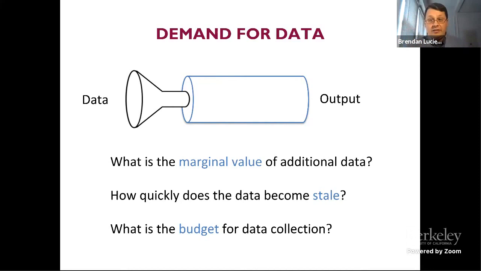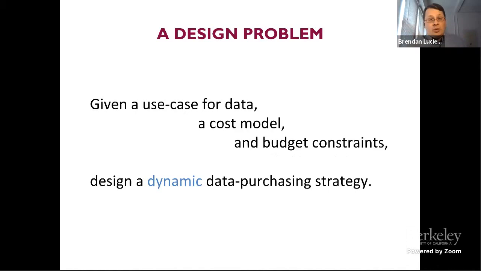This all suggests some design problems underlying the strategies around acquiring data. I want to think about a framework where I have some specific use case for data, some specific problem I'm trying to solve. I have some cost model where I know how much it costs to get and maintain my data, and some operating constraints. What should my data purchasing strategy be? In this talk, I want to focus on the dynamic aspect of that question, which is not just how much data should I buy, but when should I buy it? How should I think about staleness?